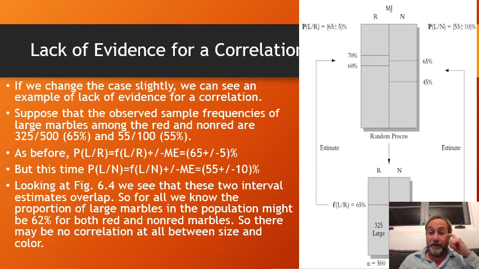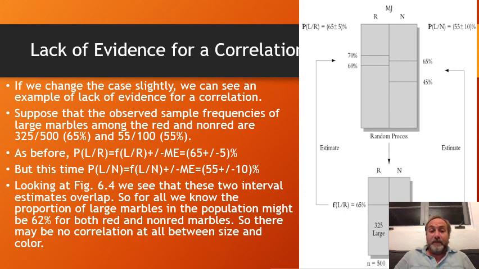So the margins of error are the same as before, right? For the reds, the margin of error is 5%. For the non-reds, the margin of error is 10%. But the sample frequencies are different now, so we got to run the math again. So this time, the probability of large conditional on red in the population is equal to the sample frequency of large conditional on red plus or minus the margin of error, and that will be 65 plus or minus 5%, right? So look in the left top, and you've got between 60 and 70% once again, right? But that's the same as before, right?